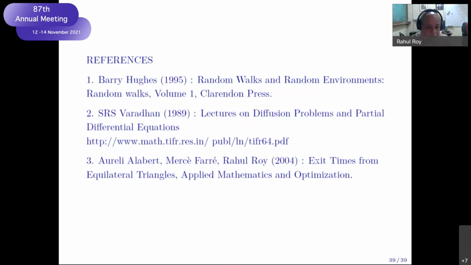Okay. So let me finish this talk with the references which I have used. Barry Hughes, in 1995, has written a book which is really the size of a dictionary, called Random Walks and Random Environments. It was volume 1, which is Random Walks, and volume 2 is supposed to be Random Environments, but that has not yet appeared in print. There's a wonderful set of TIFR lecture notes by Varadhan, called Lectures on Diffusion Problems and Partial Differential Equations. They're still available on the TIFR webpage.